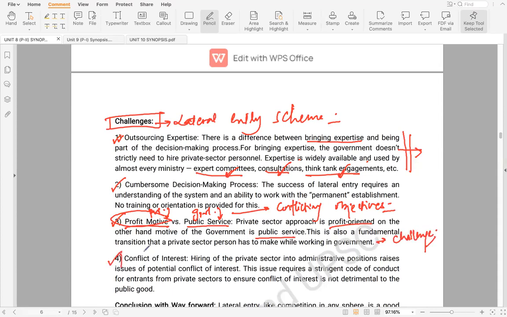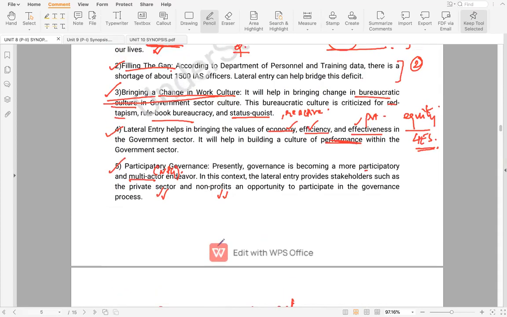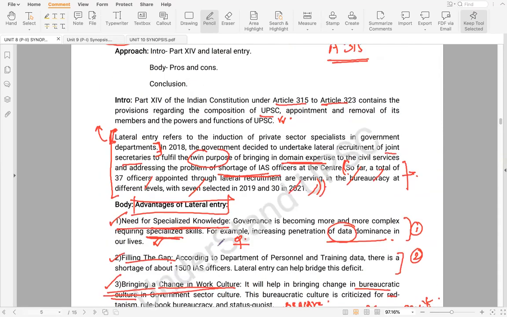Conflict of interest. That's one of the most important points. Hiring of the private sector into the administrative positions raises issues of potential conflict of interest. This issue requires a stringent code of conduct. You also provide solutions simultaneously, because I think it's only a 10 marker, right? So you don't have much space.